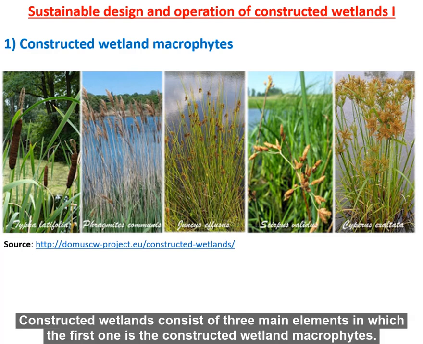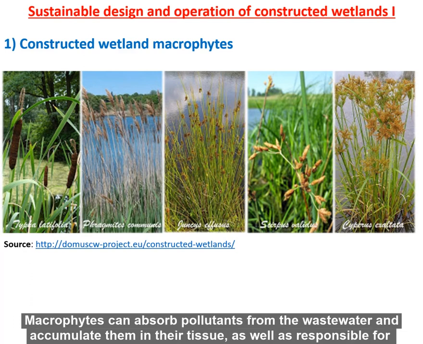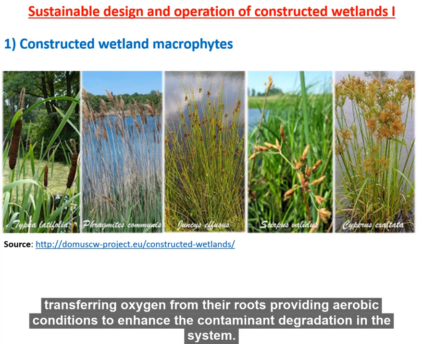Constructed wetlands consist of three main elements, in which the first one is the constructed wetland macrophytes. Macrophytes can absorb pollutants from the wastewater and accumulate them in their tissue, as well as being responsible for transferring oxygen from their roots, providing aerobic conditions to enhance the contaminant degradation in the system.